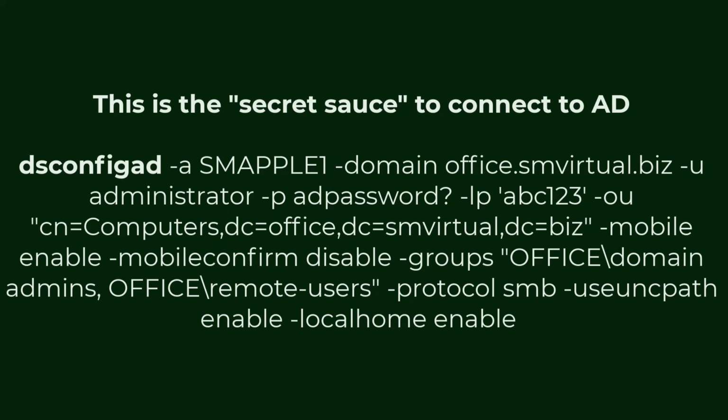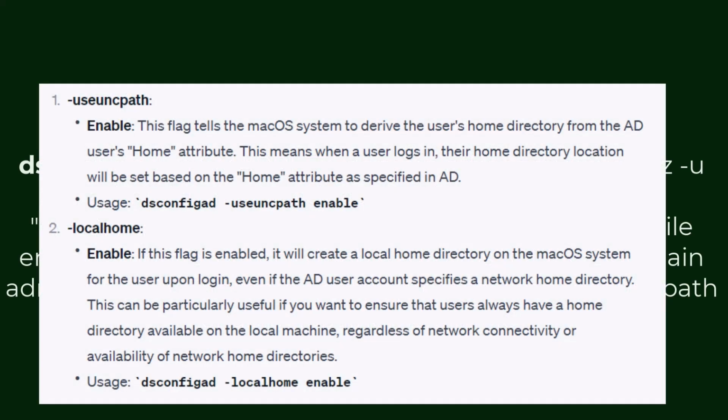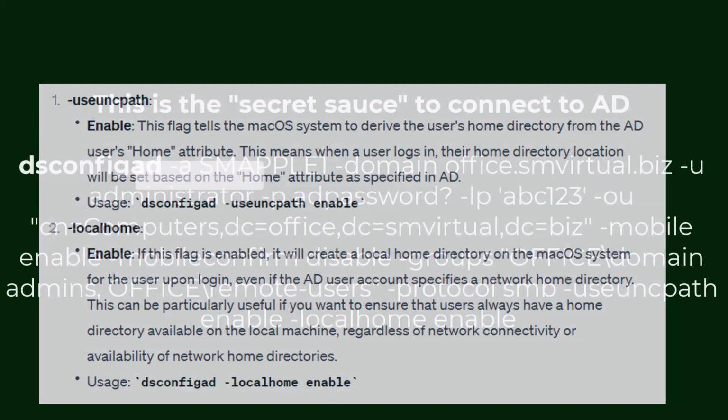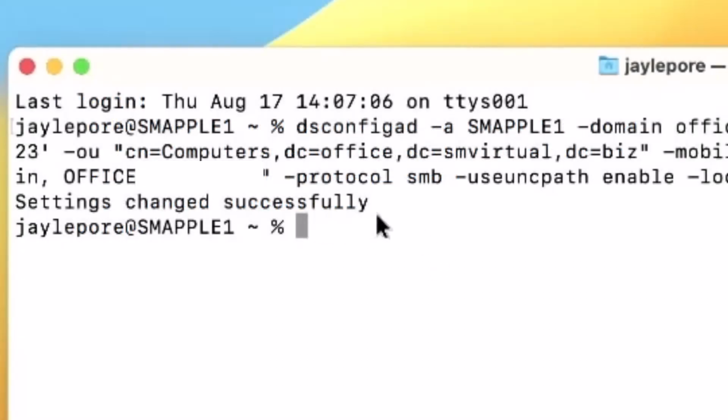Protocol SMB, it's actually the default, we didn't need to put it in there. Use UNC path enable, I forget what that one's about, you're going to have to look it up. Hyphen localhome enable means we want this user to have a local home directory, typical of the Apple environment. And this will default to also providing access to the Linux home folder as a network share. So let's go ahead and press Enter on that. Okay, we see settings changed successfully.